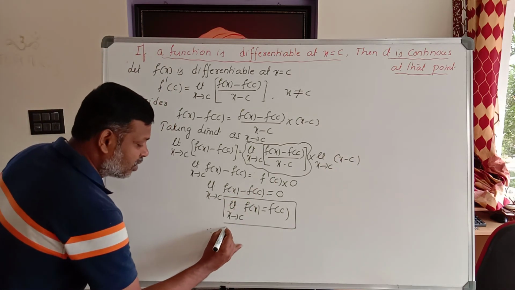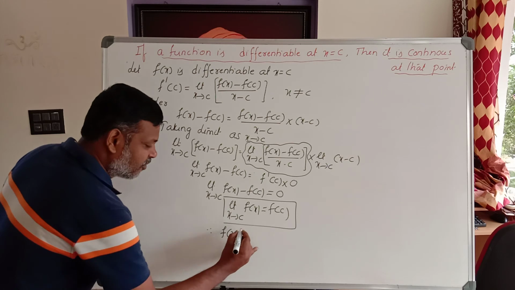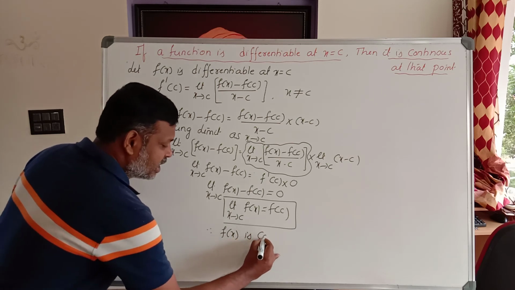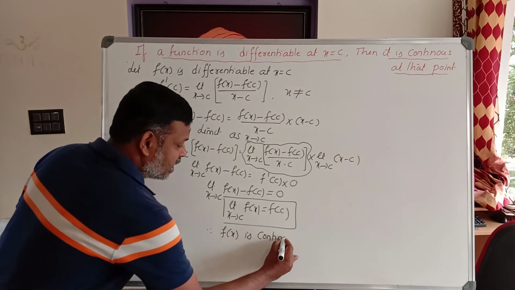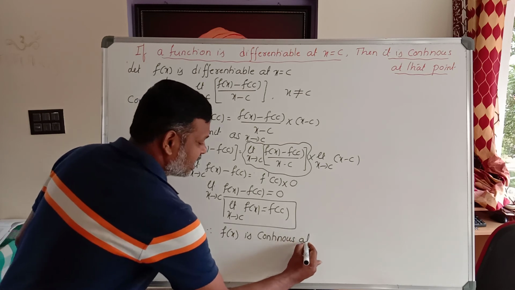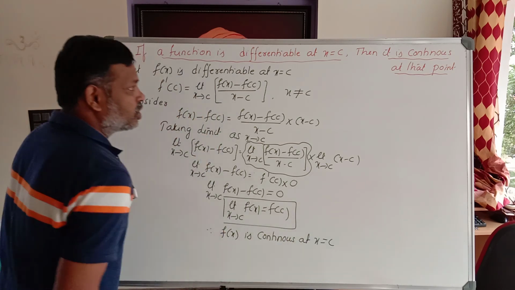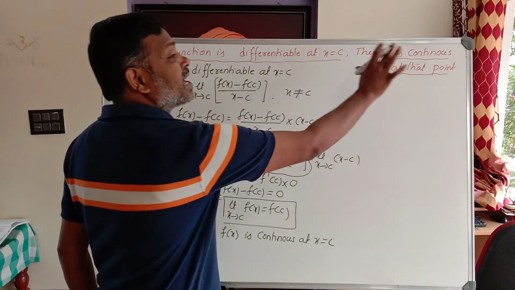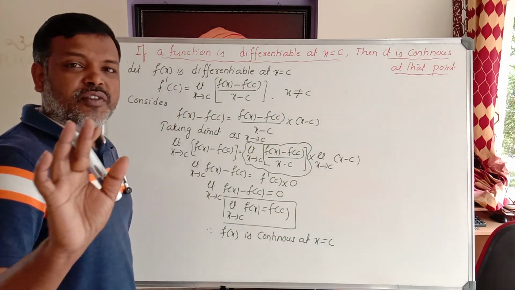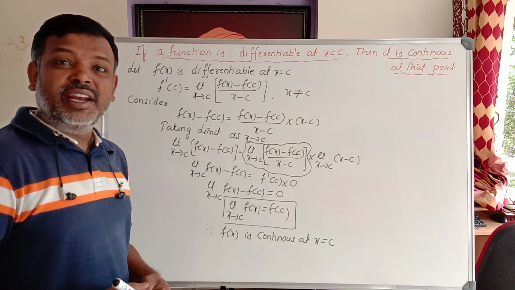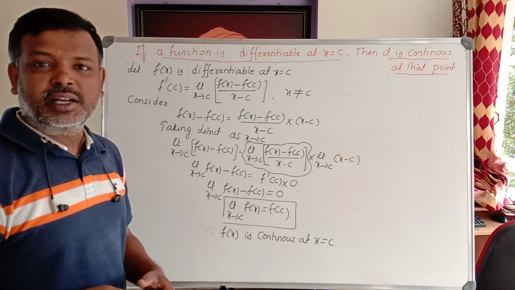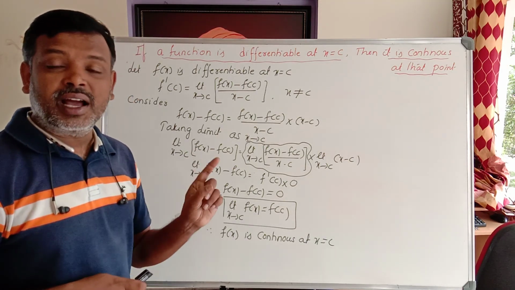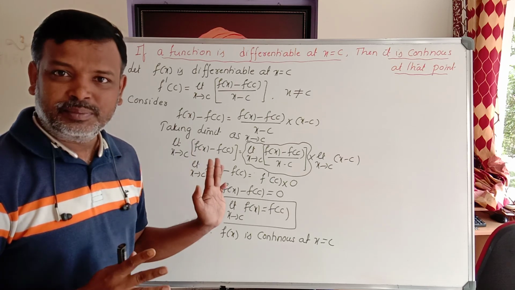Therefore f is continuous at x is equal to c. So what it means here is, differentiability implies continuity. If a function is differentiable, then obviously it becomes a continuous function at the same point. Is it clear? Thank you.